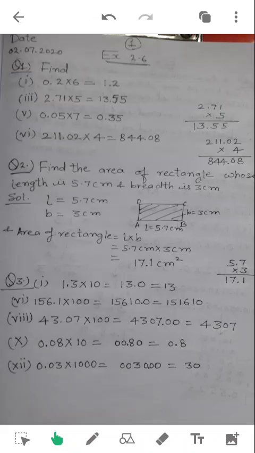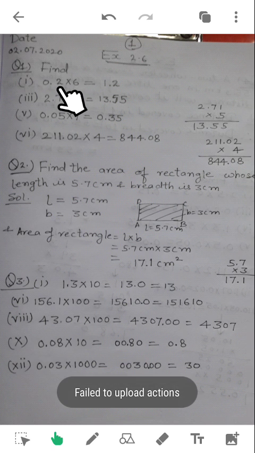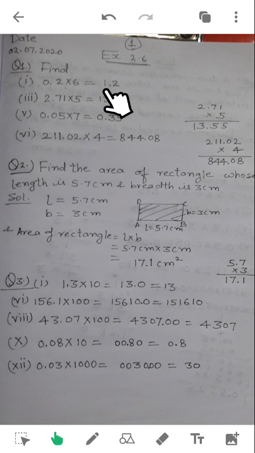Good morning everybody. Today we will do exercise 2.6. It's question number 1. We have to find the first part. See here 0.2, it is getting multiplied by 6. Simply we have to multiply this 2 by 6. We all know 2 sixes are 12. So I have written 12 here.